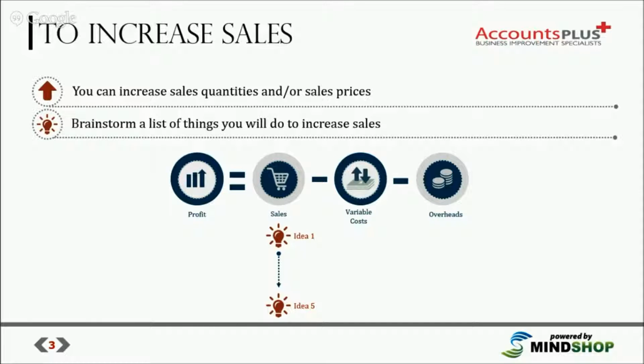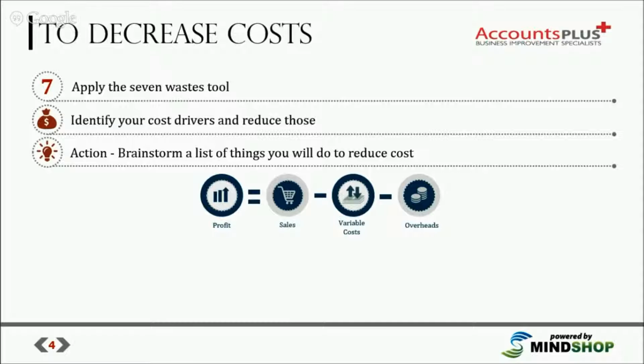Then we would move on to look at our costs. To do that, we can look at a couple of different things. We can apply the 7 waste tool again, which comes from lean. Or you could just try and understand your cost drivers. Your cost drivers are those things that give rise to your costs. So if you understand your cost drivers and you reduce those, well, then you'll reduce your costs.